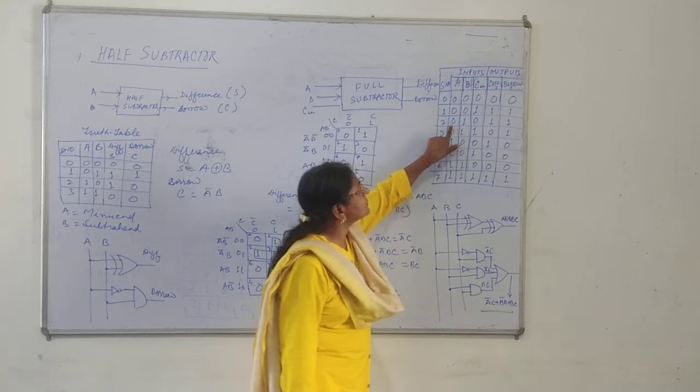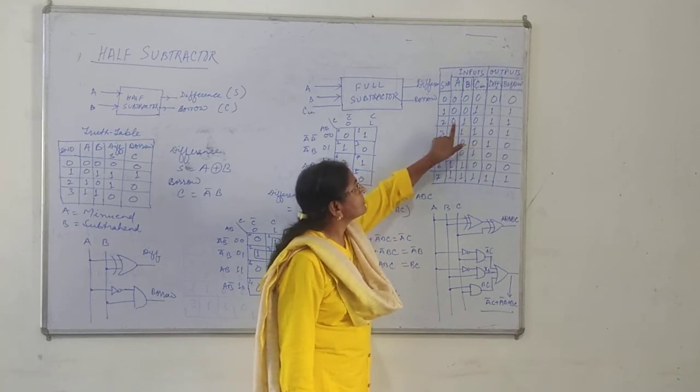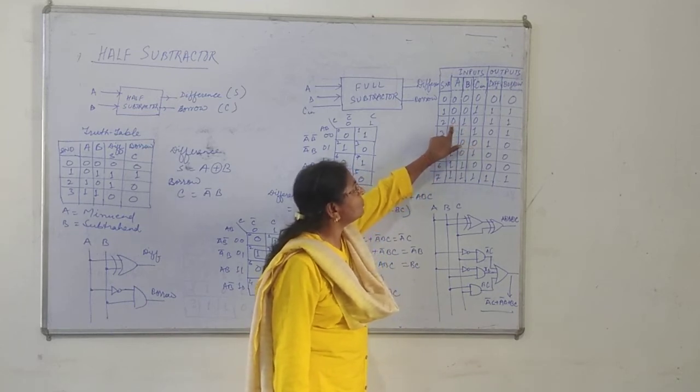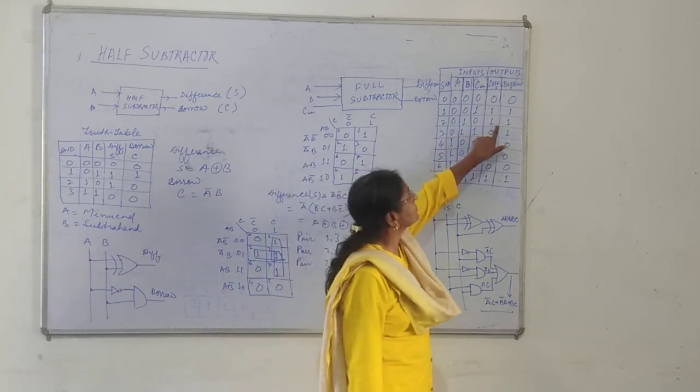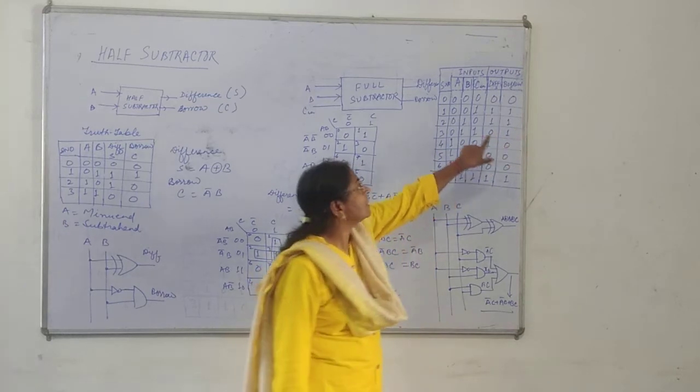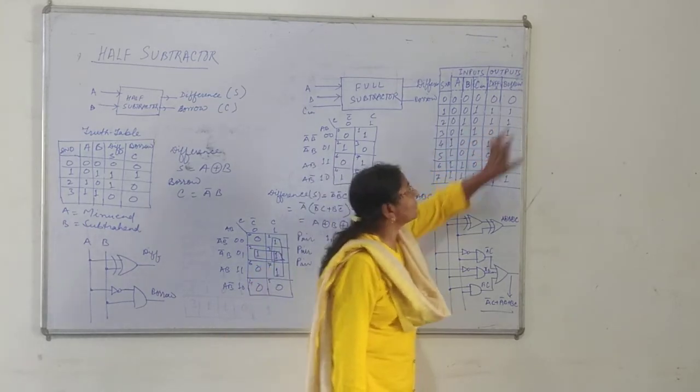Now again here 0 minus 1. Again I have taken one borrow. So 1 0 minus 1 is equal to 1. 1 minus 0 is equal to 0. 1 minus 0 is equal to 1. So the difference is 1 and borrow is 1.